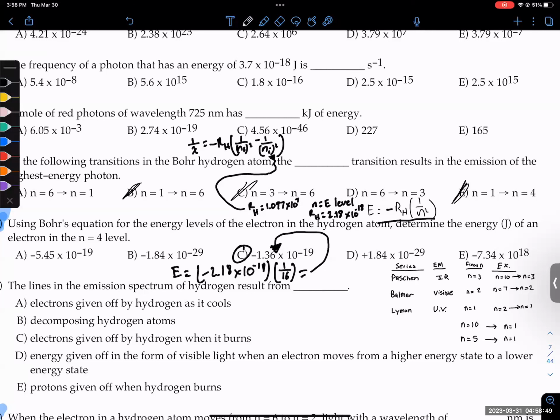Can anybody tell me why we have a negative energy? But it's not emitting anything because it's only one energy level. But what if it was n equals 3? It would be 1/3 squared, which is 9. And if it was n equals 1, it would be 1/1 squared.